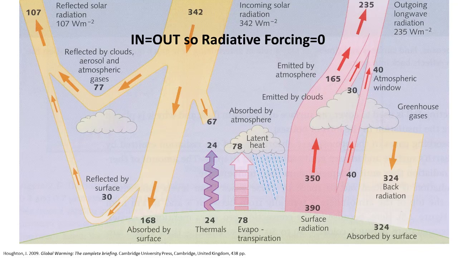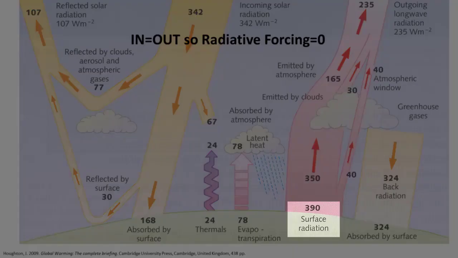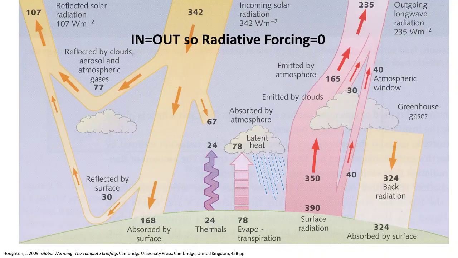Of the absorbed radiation, the surface warms up and we get the re-emittance of long wave, and eventually around about 390 watts per square meter gets shuffled back up through the atmosphere, of which 235 watts per square meter eventually make it back out into space. So when you have a look at all of these components, you'll see we've included latent heat, we've included thermals from very hot surfaces, we've included sensible heat.